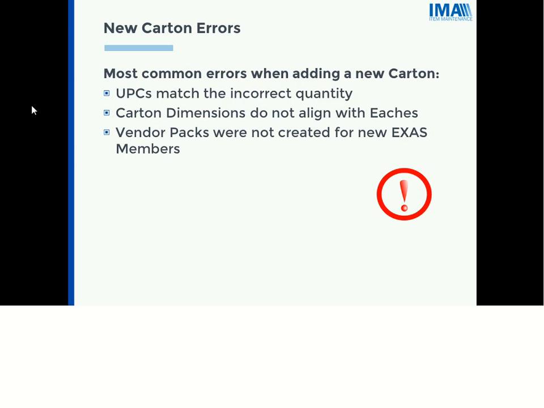So the most common errors when adding a new carton: the UPCs match the incorrect quantity, the carton dimensions do not align with the eaches, or vendor packs were not created for new exploding assortment members. If you add a new each package, that will also require a new each carton for the new configuration, and then both the each package and the new carton will have to have new vendor packs created for them.